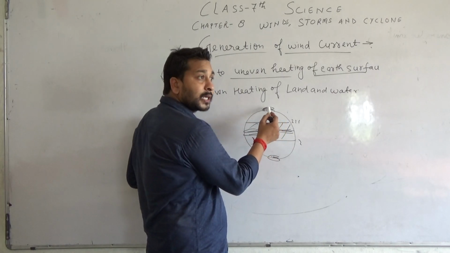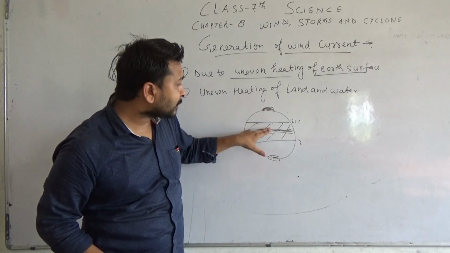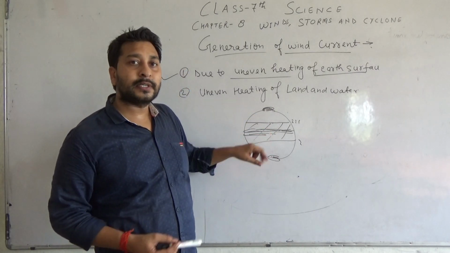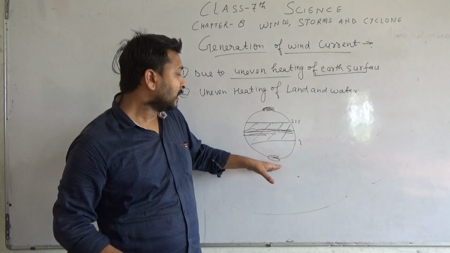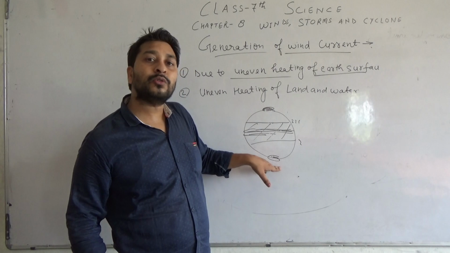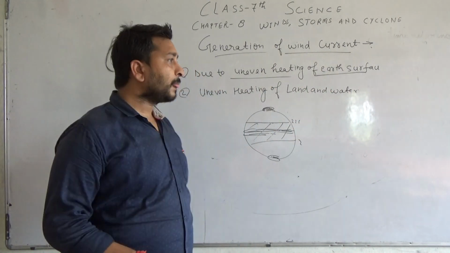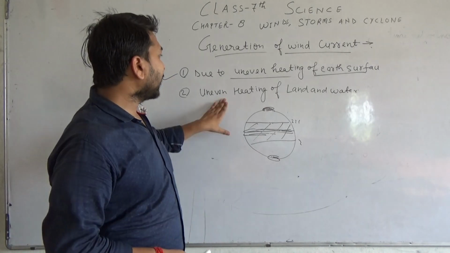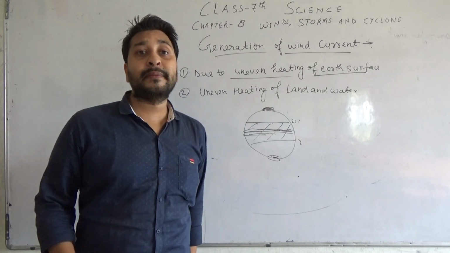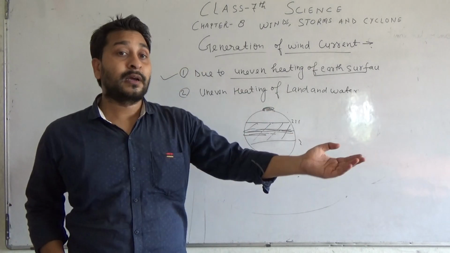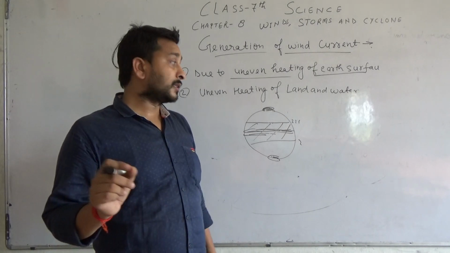Then there is high pressure. Then the wind starts blowing from the north pole to the equator. The direction will be north pole to equator, and here also south pole to equator. That's why the wind currents are blowing. Okay, one more reason: uneven heating of land and water. You must have seen the land breeze and sea breeze in the last chapter. I have told you about land breeze and sea breeze.